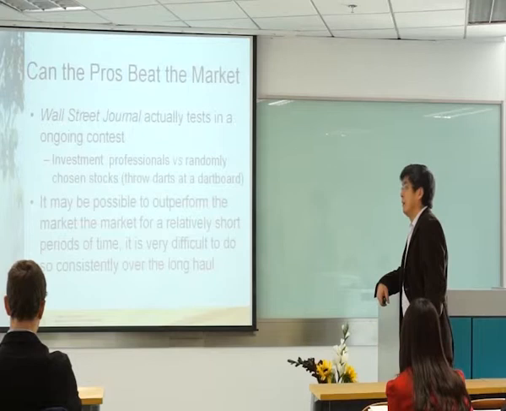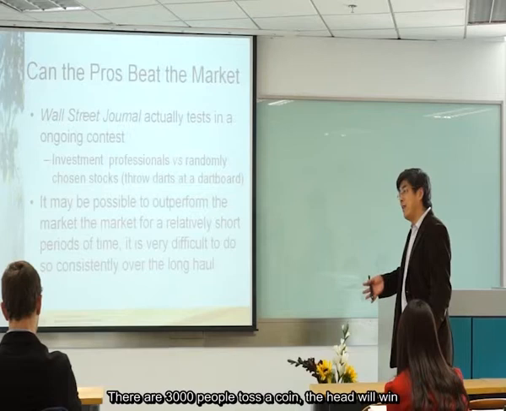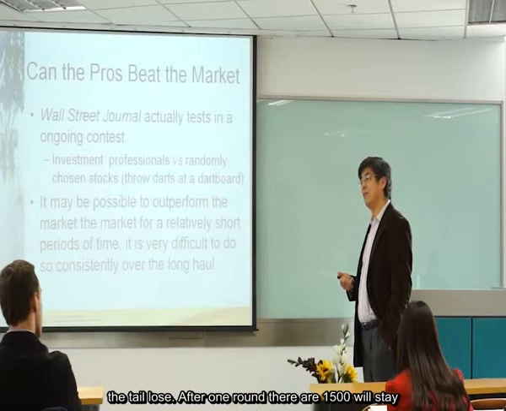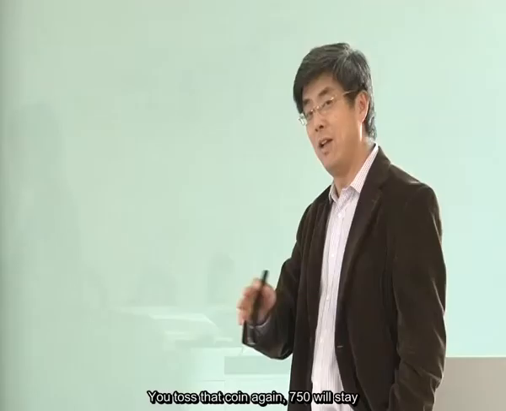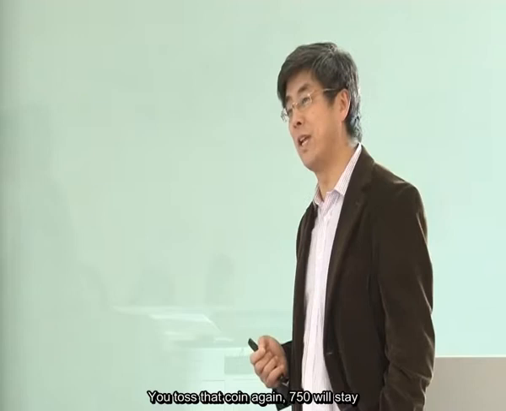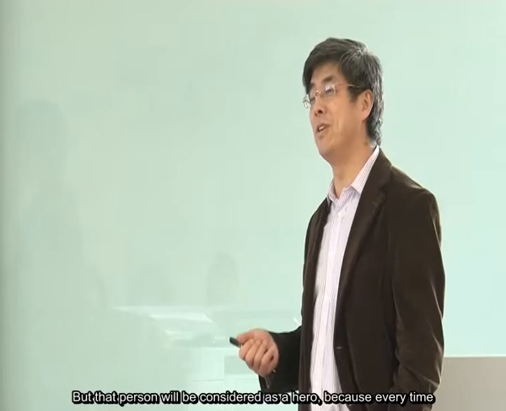Fidelity, the biggest fund company, also gives a very interesting story. There are 3,000 people tossing a coin. Heads wins, tails loses. After one round, out of 3,000, about 1,500 will stay. You toss the coin again, and 750 will stay. You toss and toss and toss. Probably after 20 rounds, only one stays. But that person will be considered a hero because every time he tosses the coin, heads prevails.